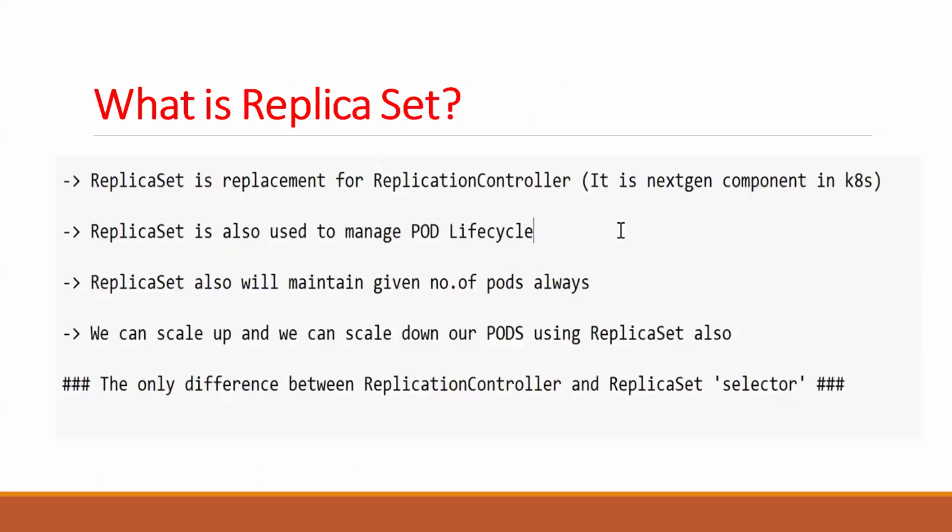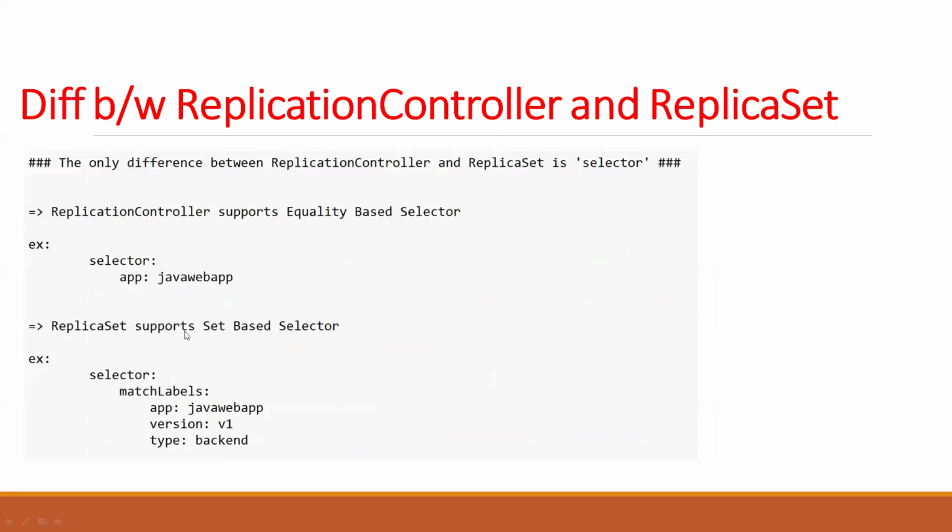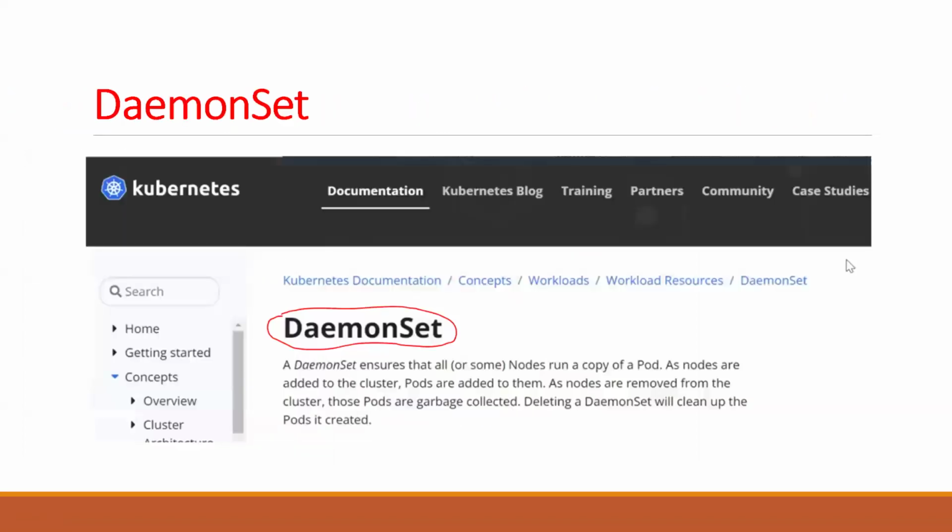Guys, understood? So we can scale up and scale down. The replica set also will always maintain the given number of pods. But the difference between the replication controller and replica set is that the replica set has set-based selectors, and the replication controller has only equality-based selectors.